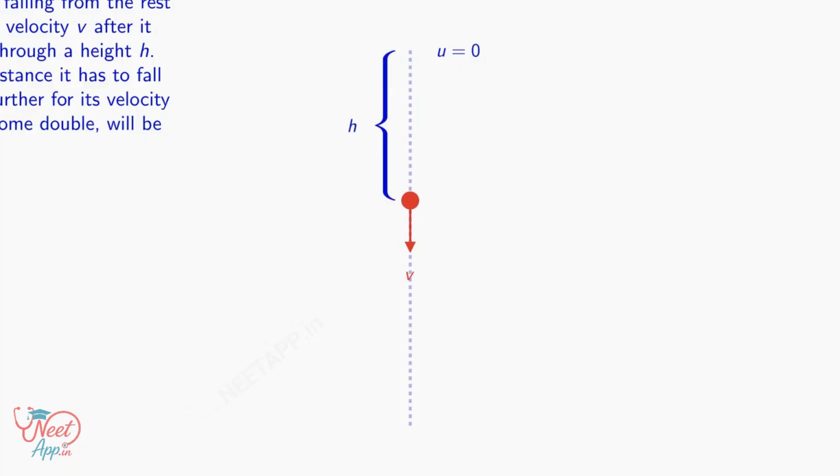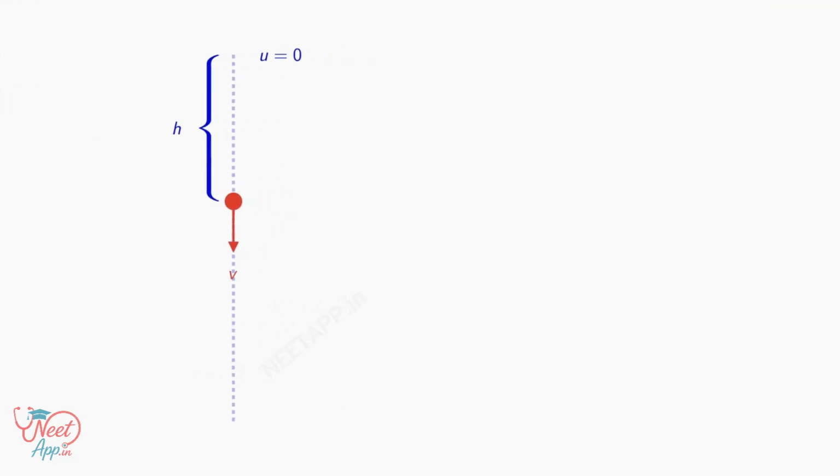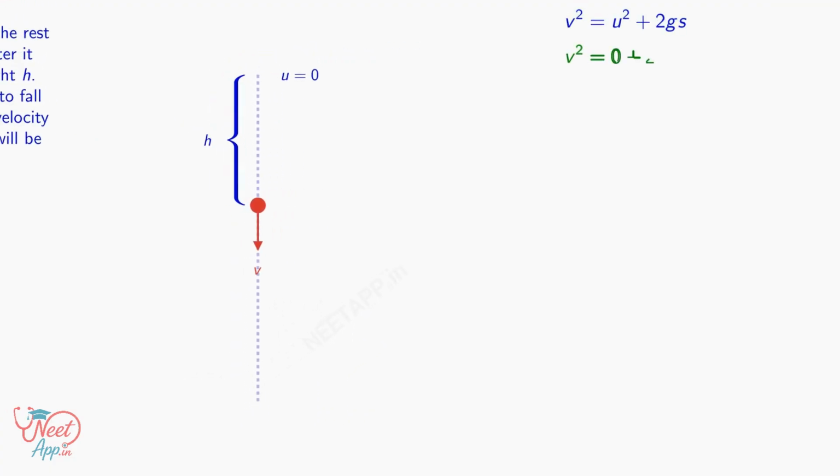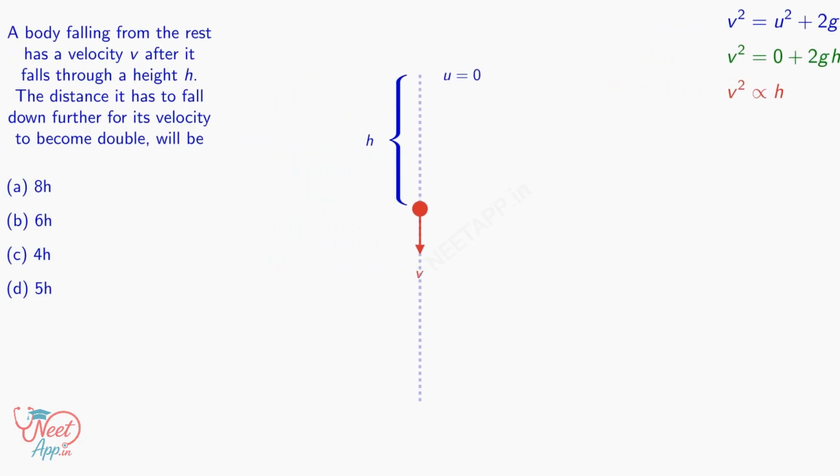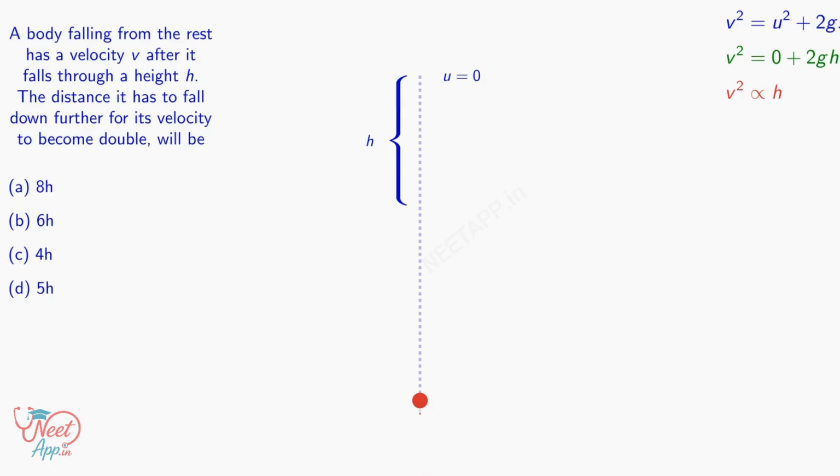Let's bring in the core kinematic equation that links velocity and distance. V squared equals u squared plus 2gs. Since the ball drops from rest, u is 0. This gives us a direct proportionality. V squared is directly proportional to the total height fallen.